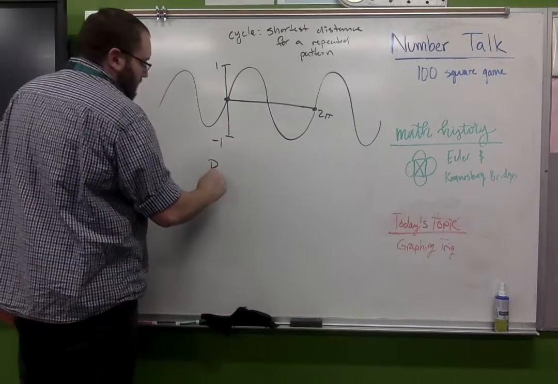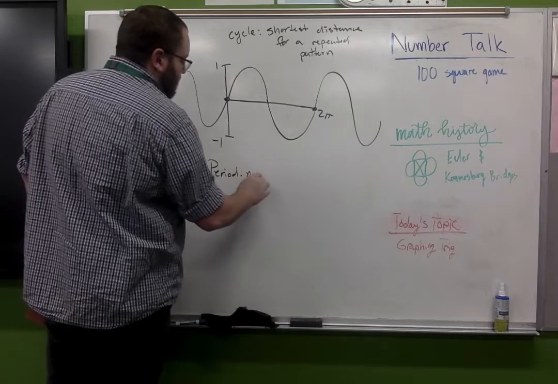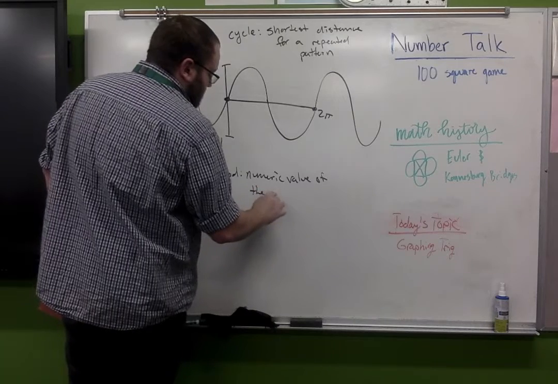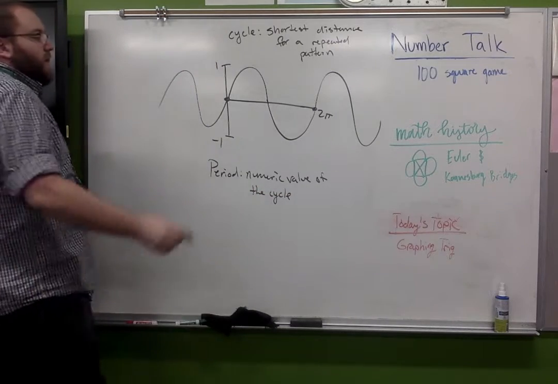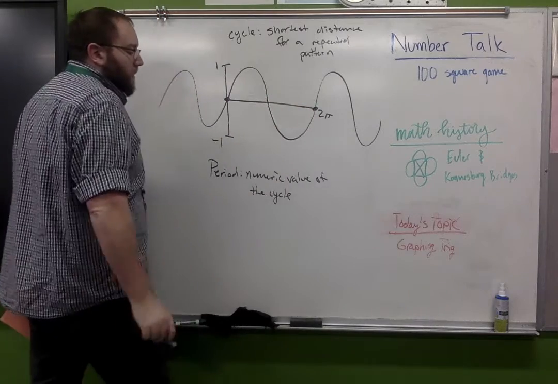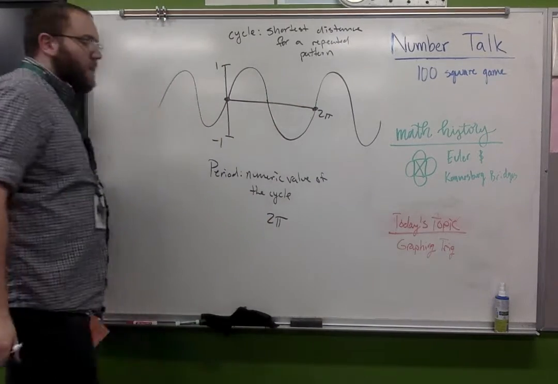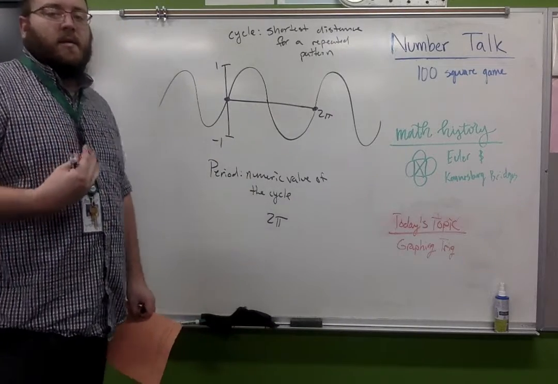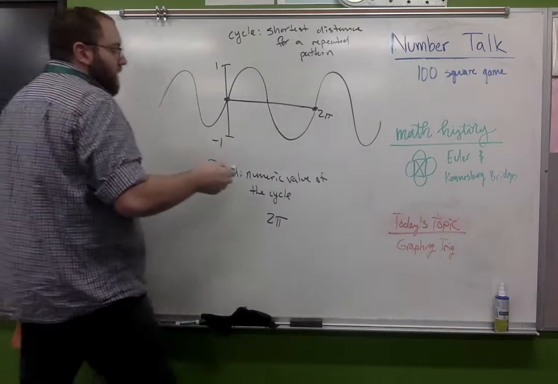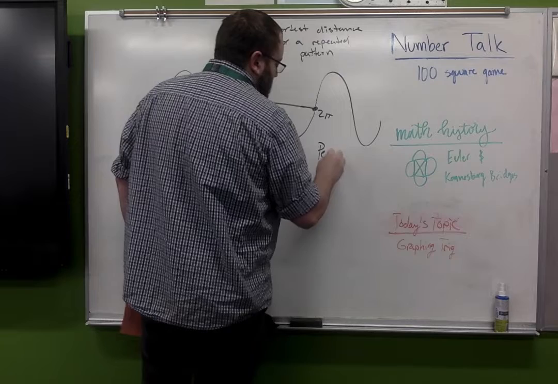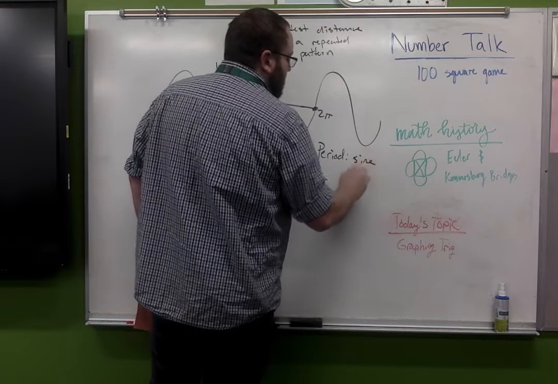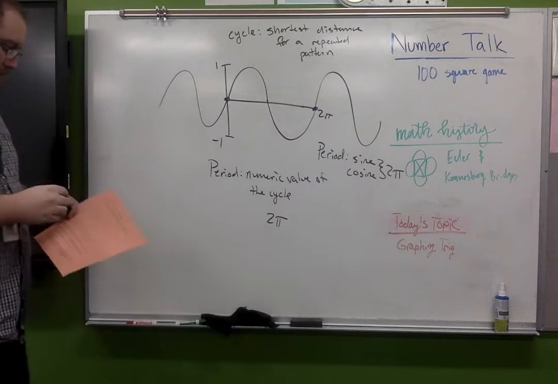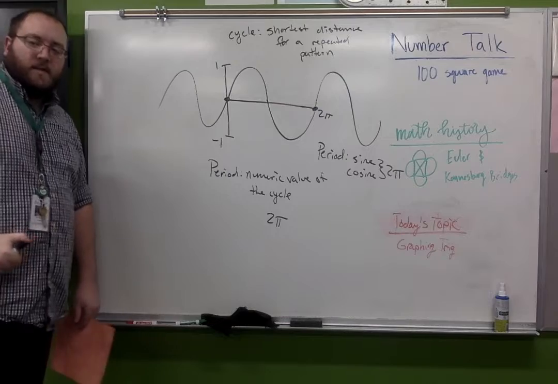The period is the numeric value of the cycle. So here, the shortest distance of my repeated pattern is 2 pi. Because we go around the circle once, and then it repeats itself, and around the circle once is 2 pi. So my period, the shortest repeated pattern distance, is 2 pi. In fact, the period for sine and cosine is 2 pi. And we're only going to be graphing one period in this class, so from 0 to 2 pi.